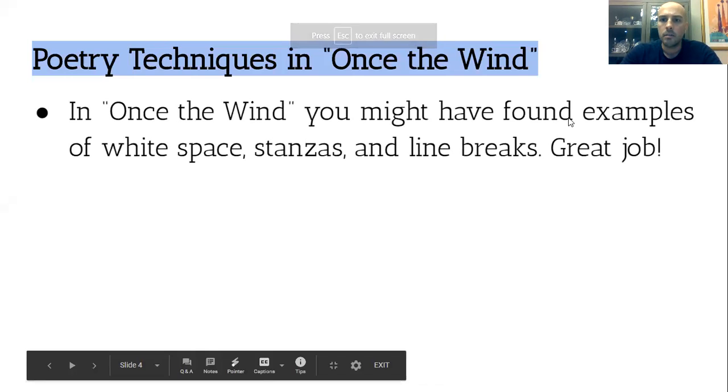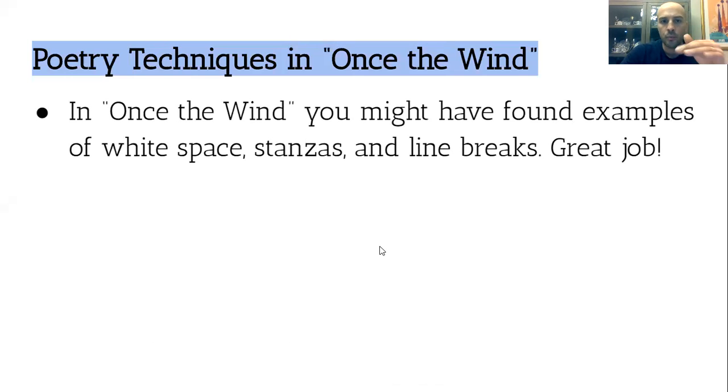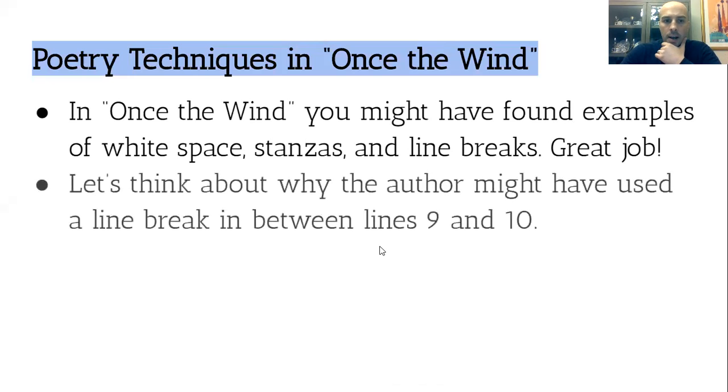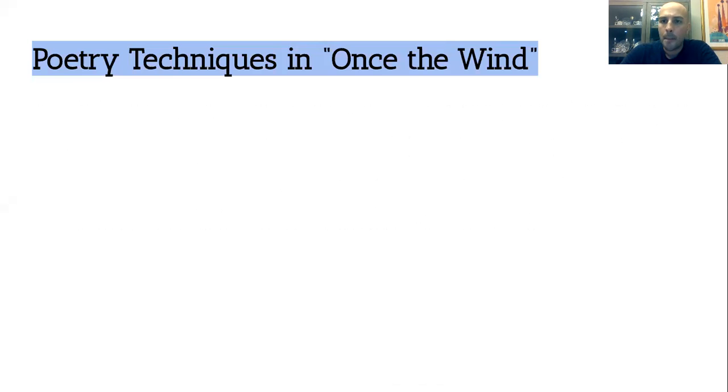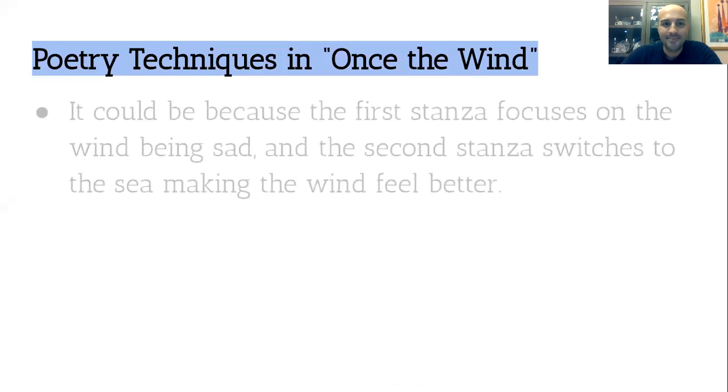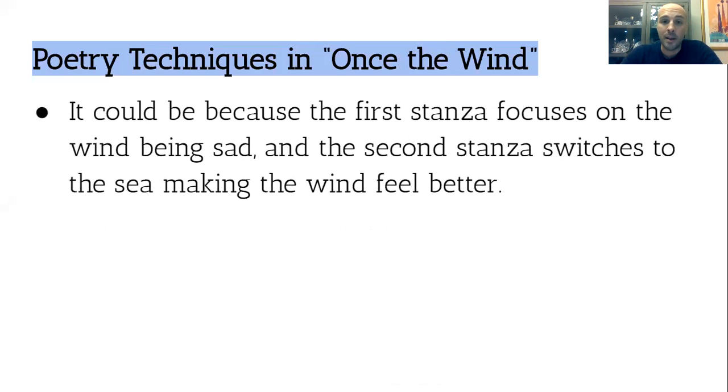So as we said, I think we can all agree we noticed the use of white space, stanzas, and line breaks. Good job. But let's think about why. Why might the author have used a line break between lines 9 and 10? What do you think? Think about it for a minute. This would be a time when we turn and talk, so we'll just say, sit and think. Could it be that the first stanza focuses on the wind being sad, and the second stanza switches to the sea making the wind feel better?